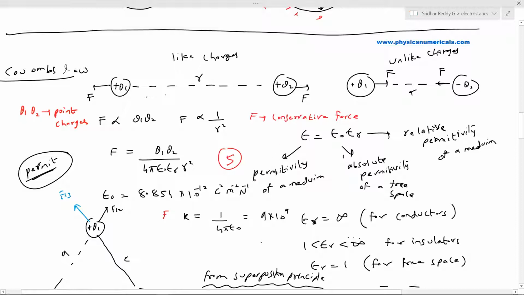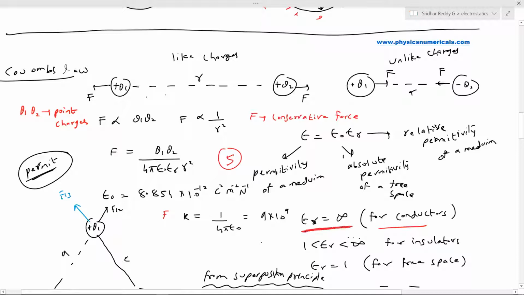This is called permittivity, which means how much the medium will permit the interaction between the point charges. Different media permit different levels. Permit means the medium will permit the forces to interact, or not. Suppose, what is the epsilon r value for conductors?